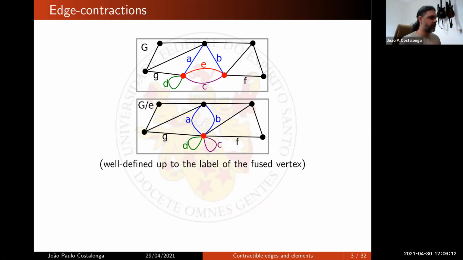And we have the idea of edge contraction. When you join the end vertices of an edge into a single vertex and remove that edge, in such a way that there are no other edges linking those vertices, this will become a loop. I can think that both ends of the edge are going to the same place. And if you have something like this, like the edges A and B in blue, they will become parallel edges.